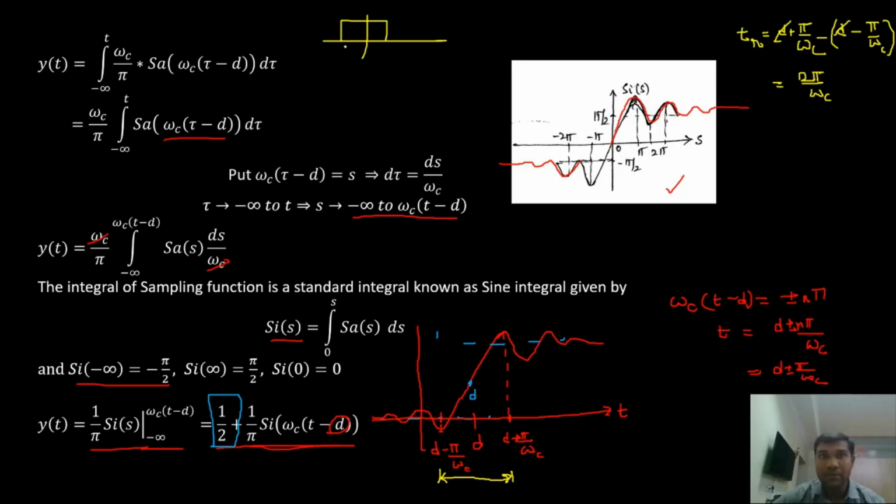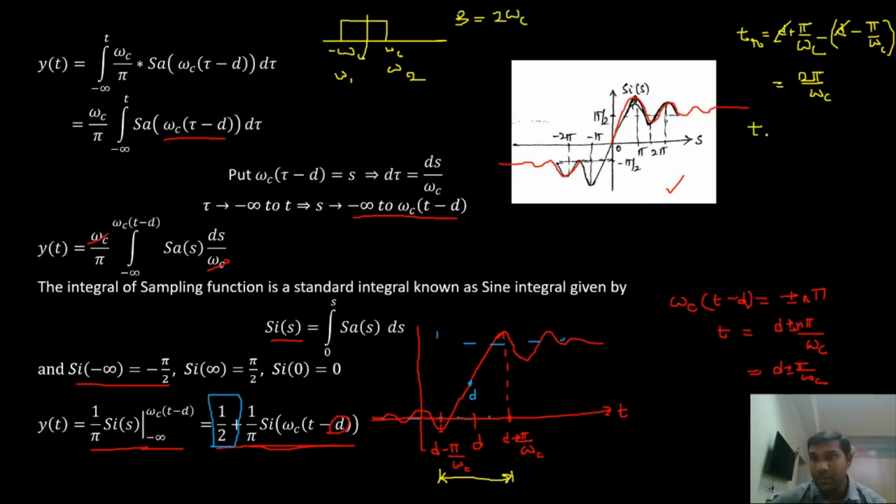So what is my bandwidth? My ideal low pass filter was minus omega c to plus omega c. This is the cutoff frequency of my ideal low pass filter, right? So what is the bandwidth here? The system bandwidth is going to be omega 2 minus omega 1. So omega c minus minus omega c, that is 2 omega c.